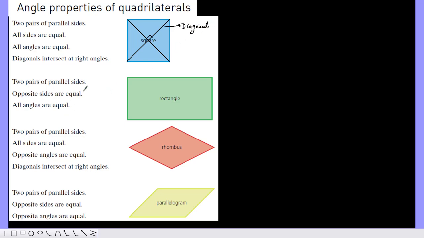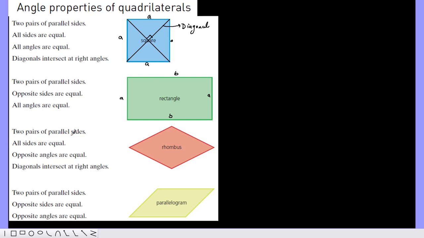Okay, so two pairs of parallel sides, it says for the rectangle, opposite sides are equal. If this side is A, this side is also A. If this side is B, this is also B. By the way, I forgot to write here, this is A, and A it has to be.